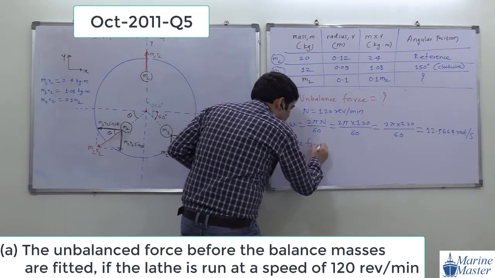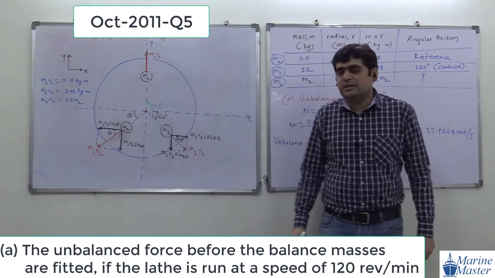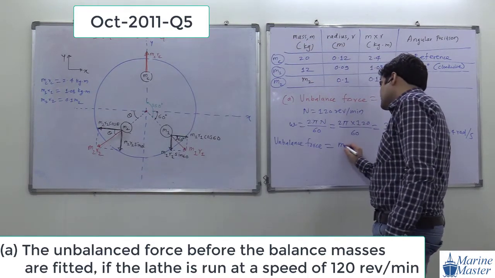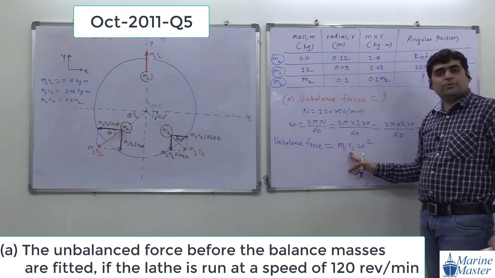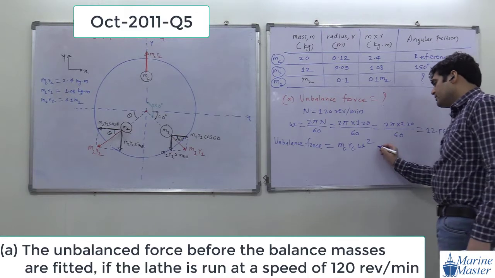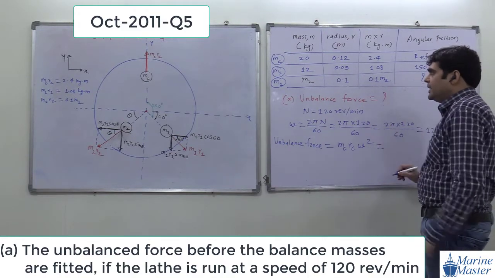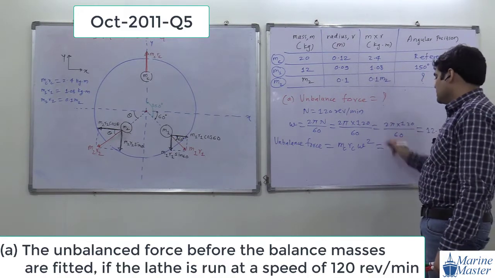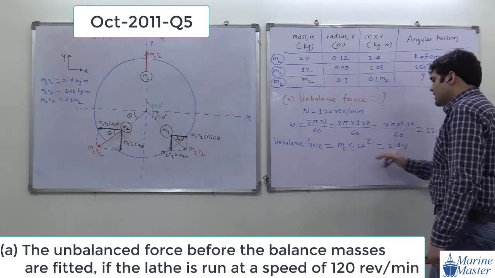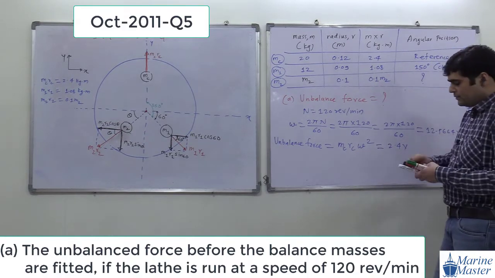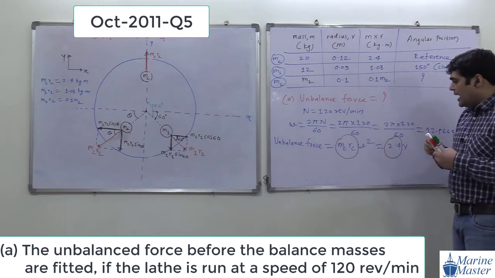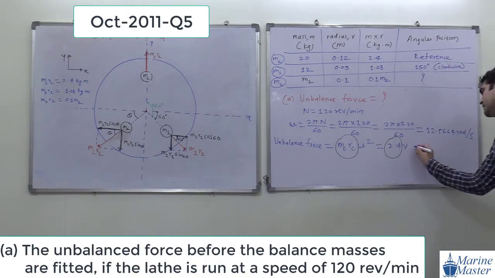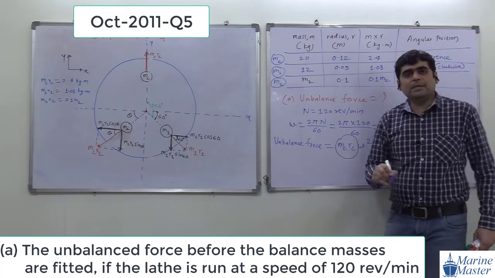So the unbalanced force will become the centrifugal force due to casting. And what will be the centrifugal force due to casting? M C, R C, omega square: mass of casting, radius of casting, and omega square. M C R C we already calculated, it is 2.4, so I will directly take that value. And our omega, which we just calculated, is 12.5664.